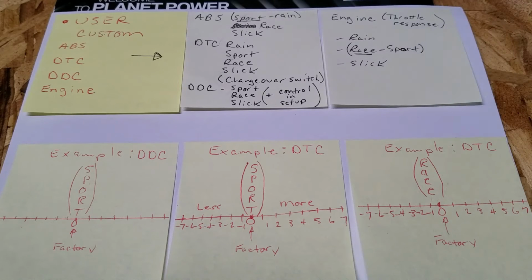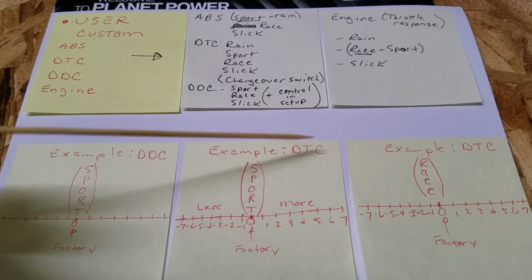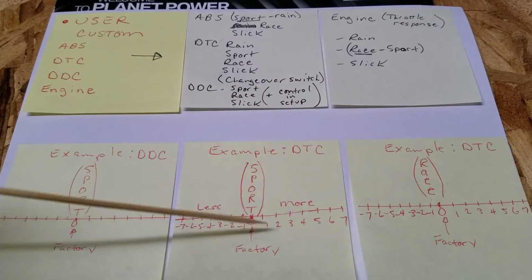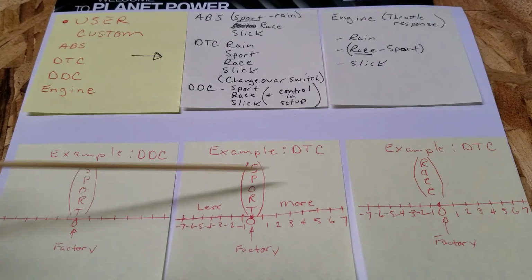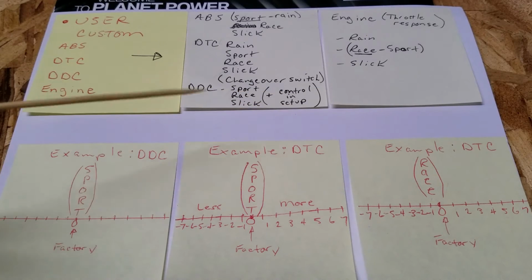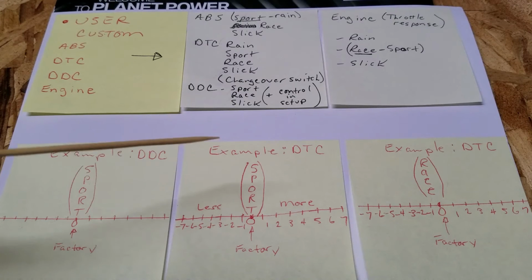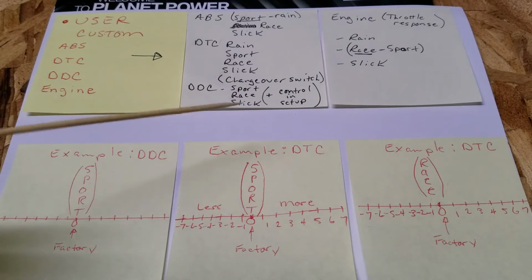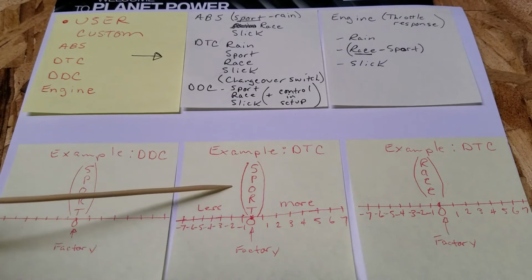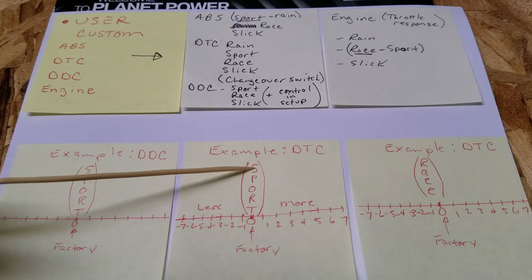So now I'd like to give you an example or two here, and I've got these down below. Let's start with the traction control. I have two examples of traction control, one for sport, one for race, just to give you an idea of how you can adjust even farther.